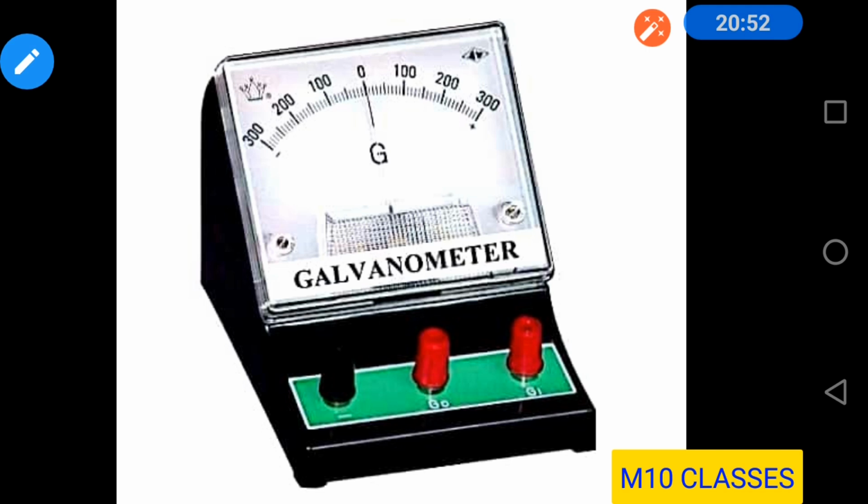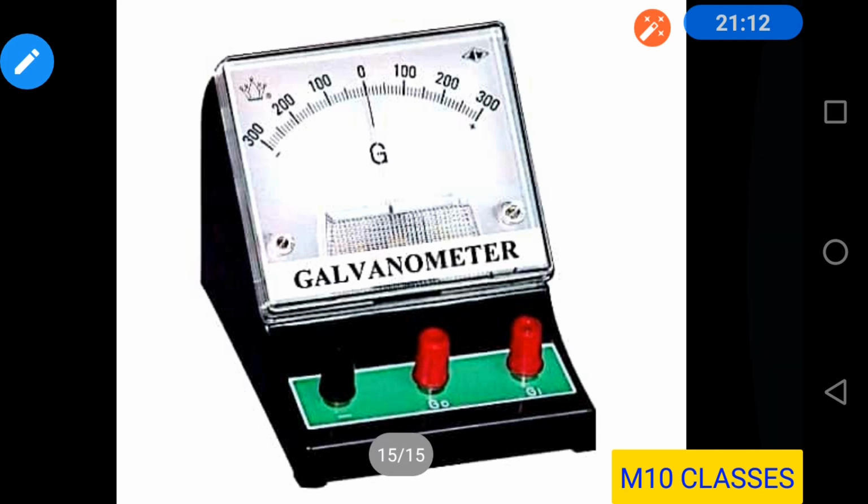Because as I have told you, it indicates the direction also. That means when the current flows in a direction, it shows the indication on the right side, and if you change the direction of the current, the indication will be towards the left side, and this is the galvanometer.